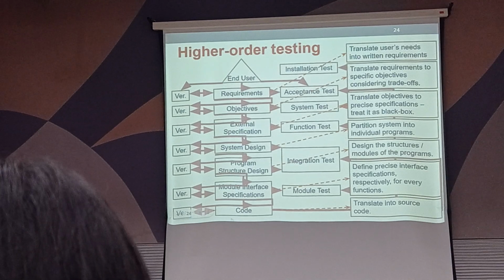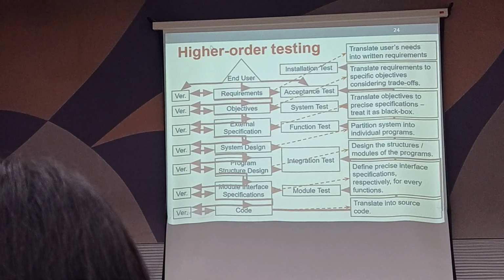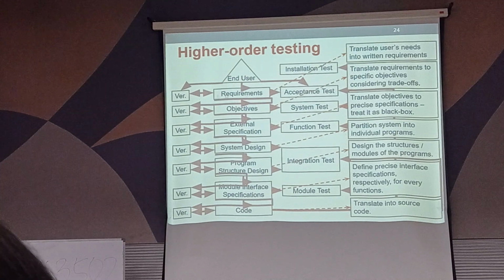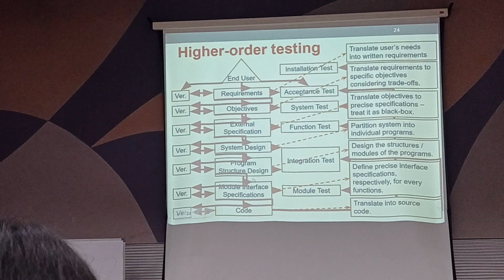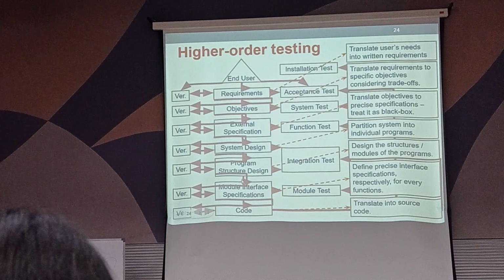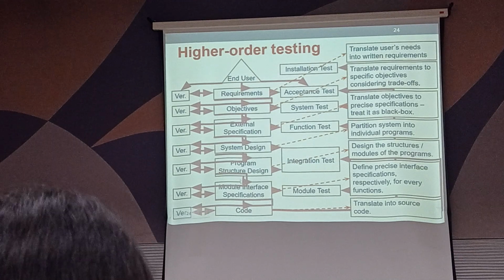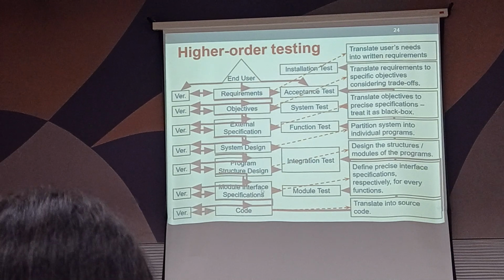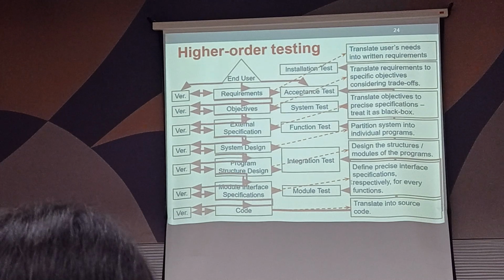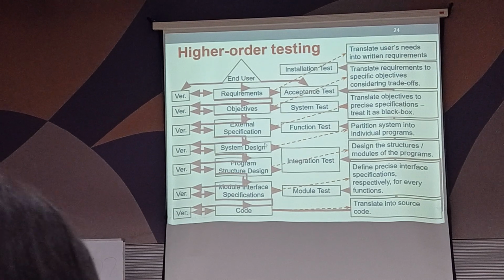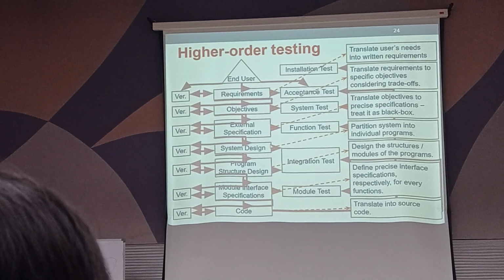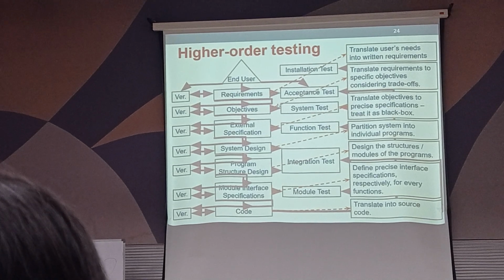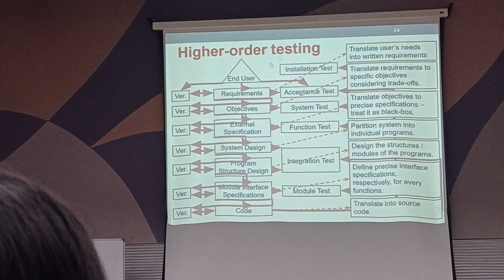This starts from the end user giving the requirement, and then the objective, the specification, the structure design, the interface specification, the code. Each of them will be needed for a different level of testing, starting from the unit or module testing, then integration testing. Once we have integrated as a system, we will start to have the function testing, system testing, and then the user will be involved with the user acceptance testing.